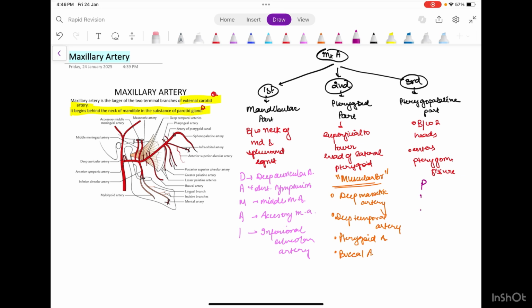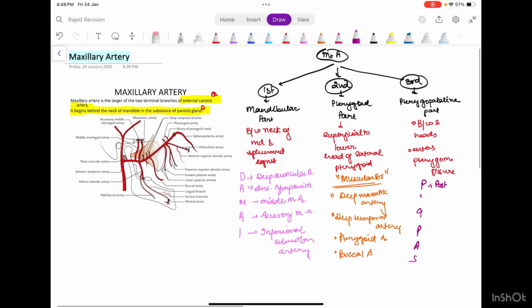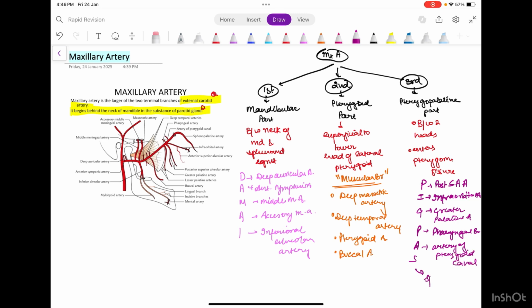Then coming on to the pterygopalatine part, here you need to remember PIG PAS. So from P we have posterior superior alveolar artery. From I we have infraorbital artery. From G we have greater palatine artery. From P we have pharyngeal branch of maxillary artery. From A we have artery of pterygoid canal, and from S we have sphenopalatine artery.